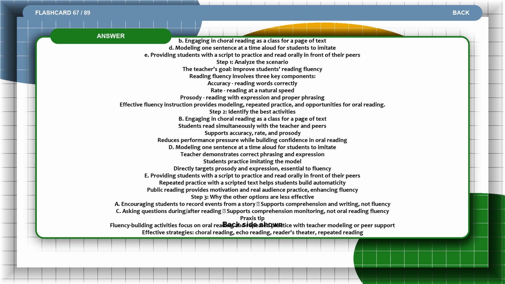C. Asking questions during/after reading. Right arrow supports comprehension. Monitoring, not oral reading. Fluency praxis tip: fluency building activities focus on oral reading and repeated practice with teacher modeling or peer support. Effective strategies: choral reading, echo reading, reader's theater, repeated reading.